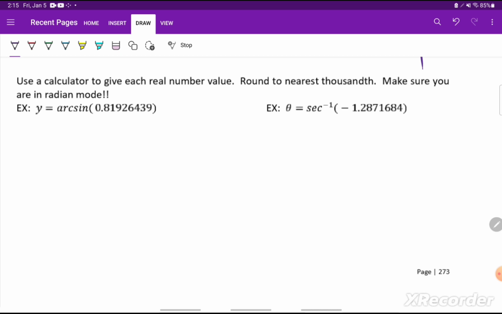In our next examples, we want to use a calculator to give each real number value. Well, that means radian. If it says degree, it means degree. If it says real number, it means radian. So make sure you've switched your calculator into radian mode.